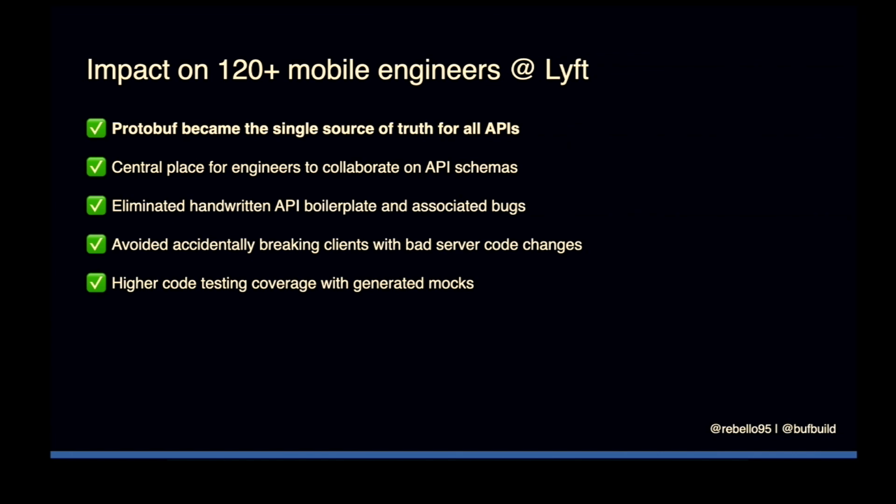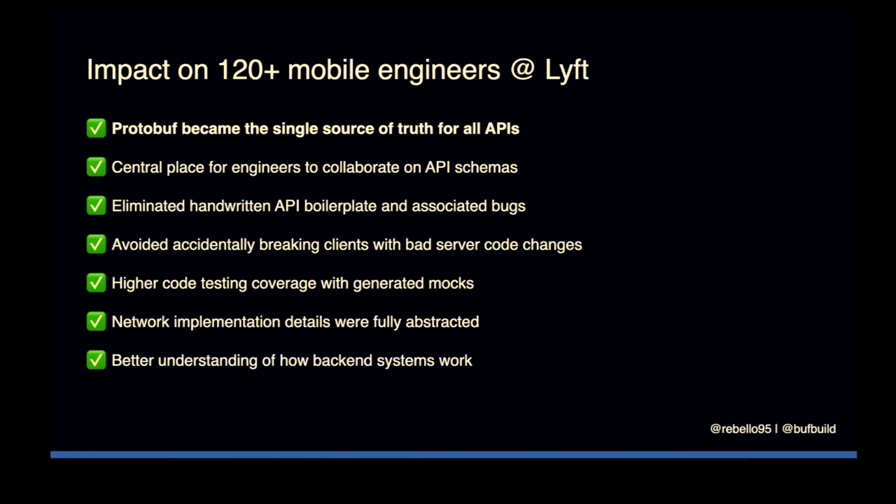Additionally, our code testing coverage went way up because we were able to generate mocks, and it made it much, much easier for engineers to actually write tests. People started doing UI tests as well, so that was really great to see. The network implementation details were fully abstracted, so engineers no longer needed to manually invoke an HTTP client or pass around a URL session instance. They just called these generated APIs, and the infrastructure team was able to manage kind of how the data was sent underneath all of that.